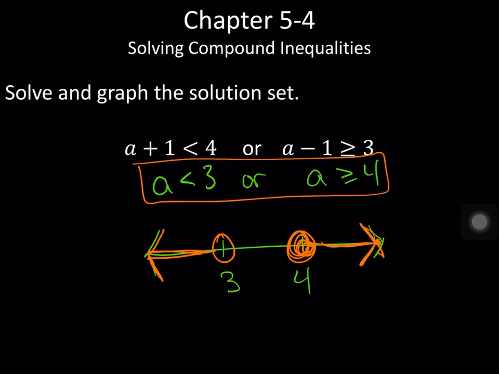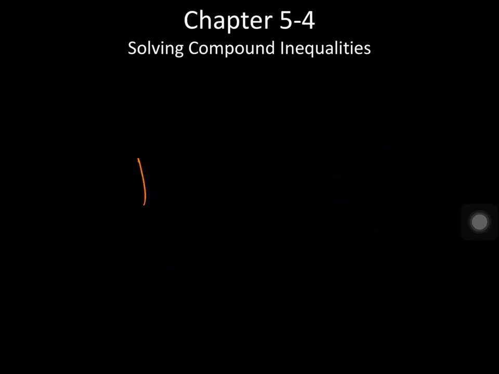You'll notice with an or that we will often have arrows going in opposite directions, and that's okay. That's okay, because what we're saying is that our solution must be true for this inequality or that inequality. So that's why the shading sometimes looks separate, because there's several different places I can pull an answer from.